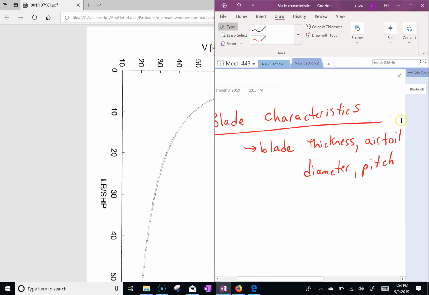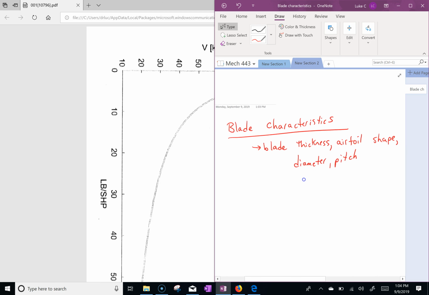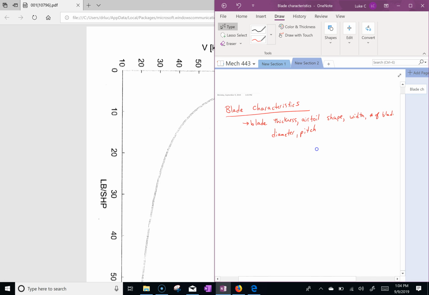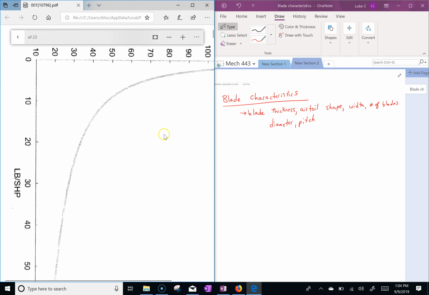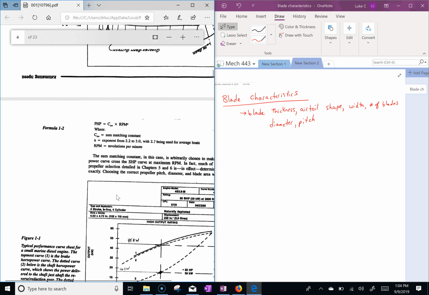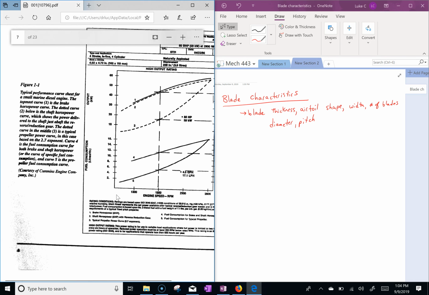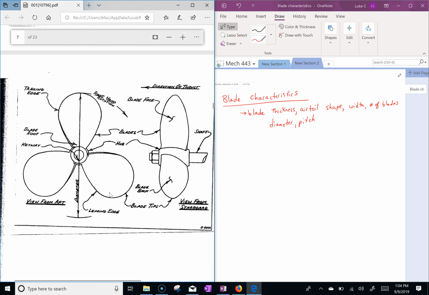Let me put this over here. And can I zoom out? Can I zoom out with this? And put this over here. And you have this in your packet, this page.